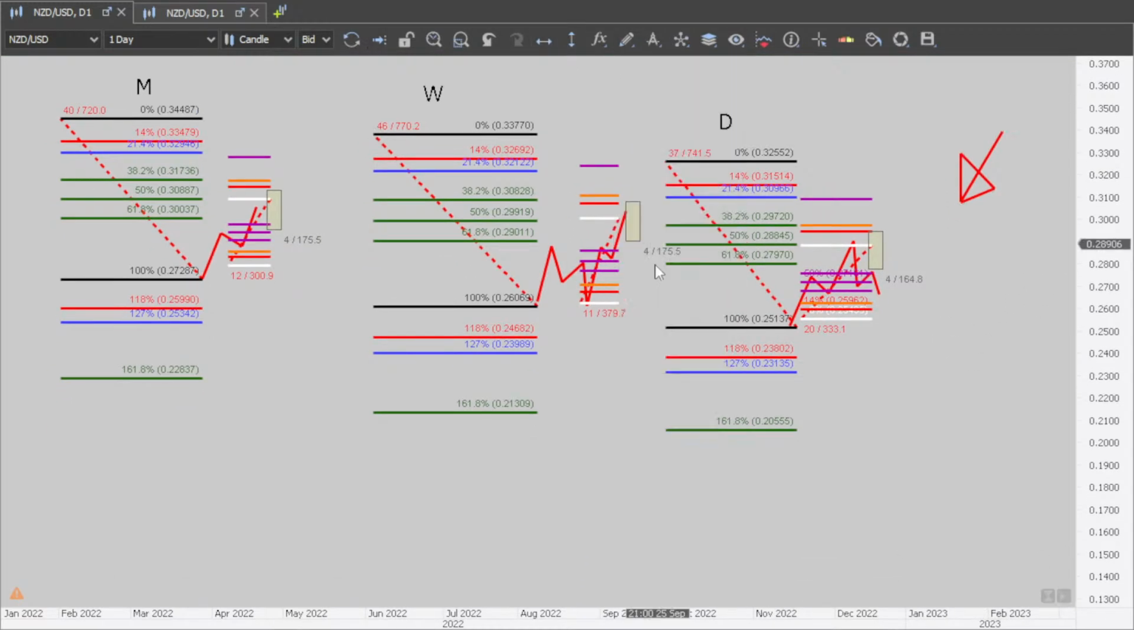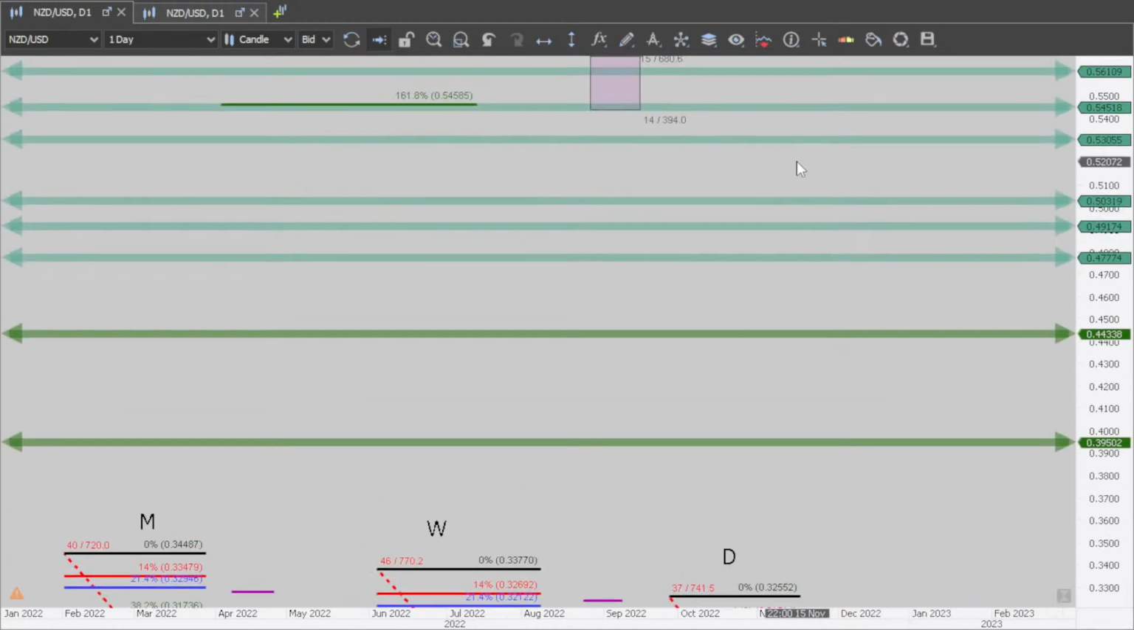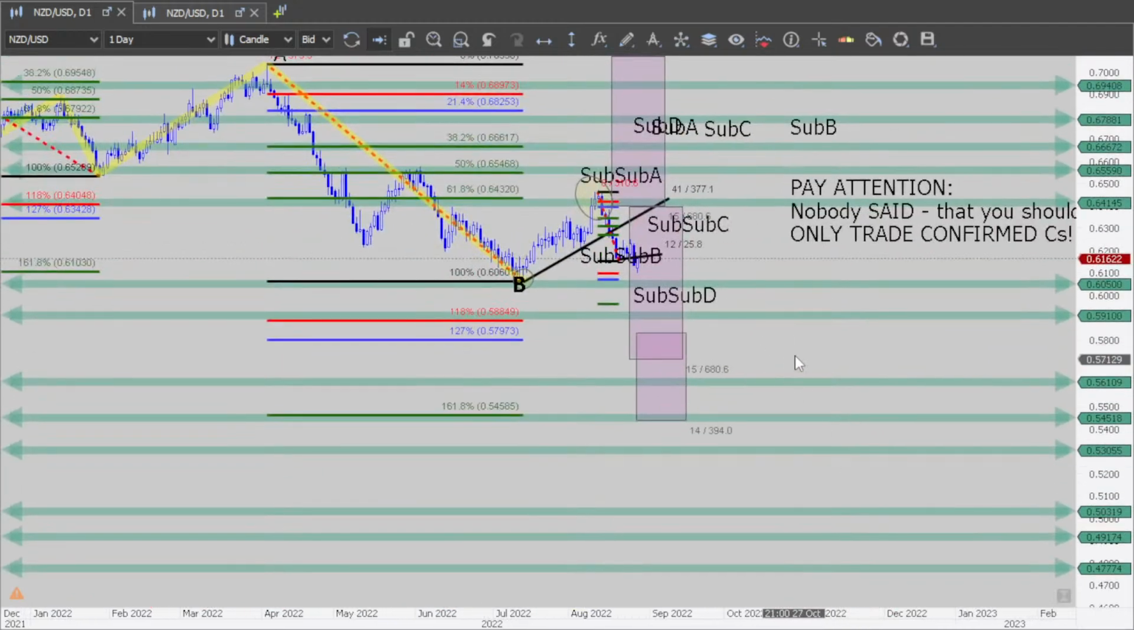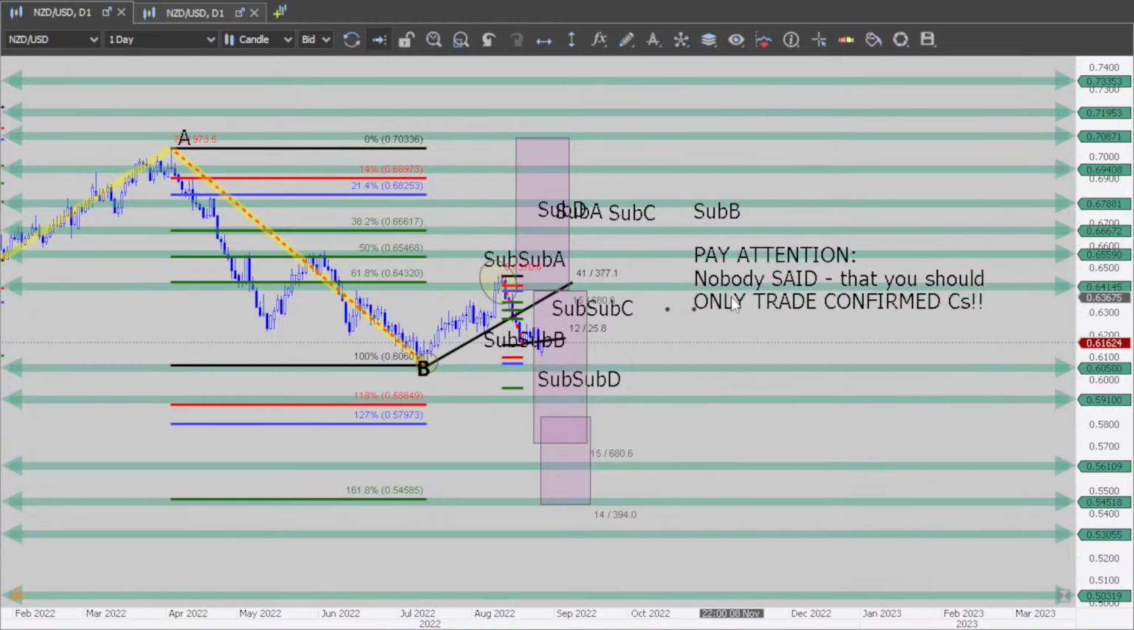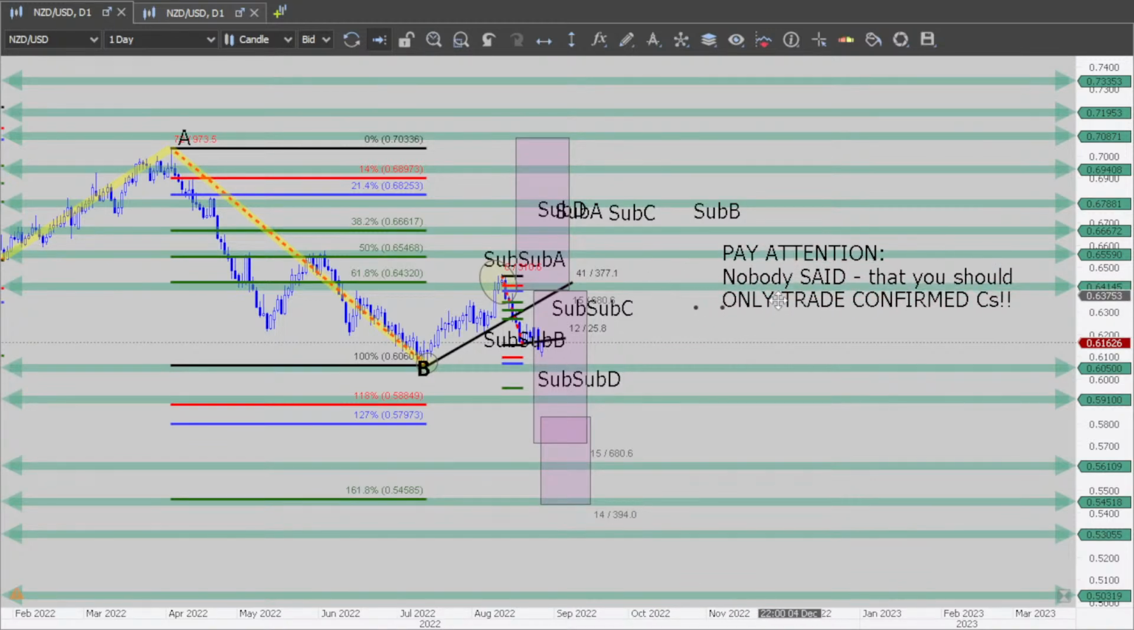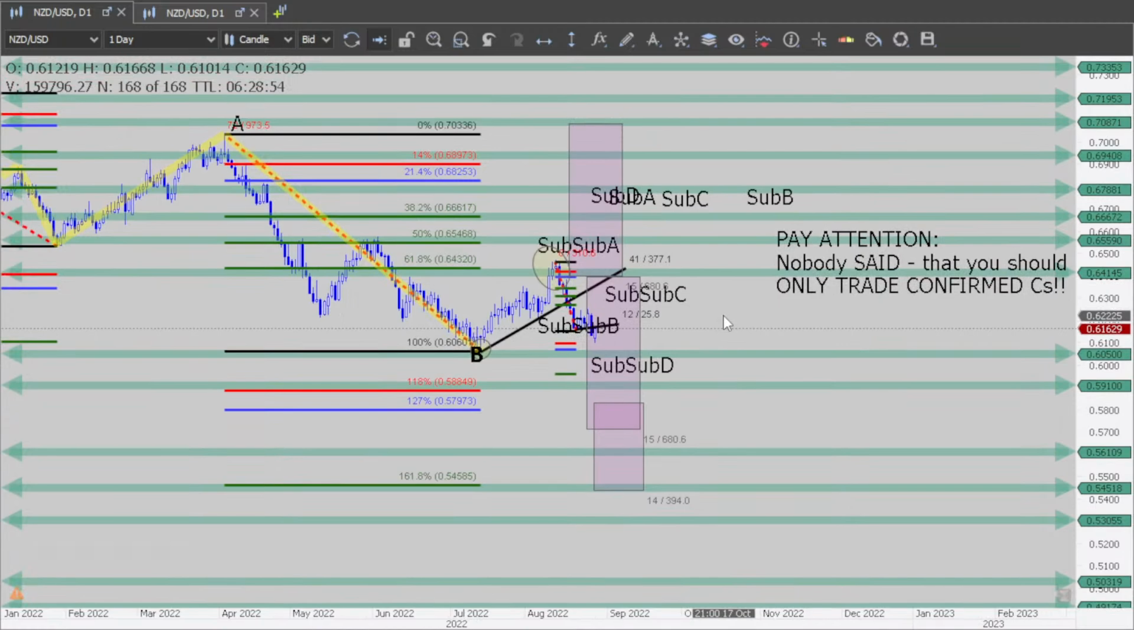There are two parts to this coin. You have the probability part and you have the making money part. And one more time, nobody said to you that you should trade just the conformances. You decide by yourself. Okay.